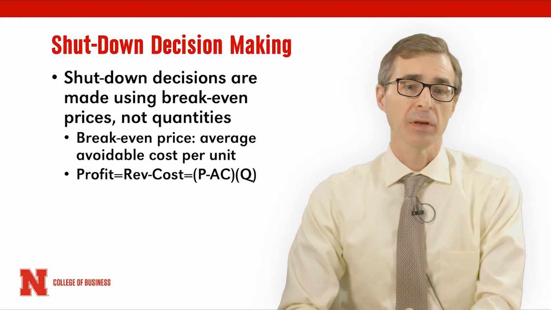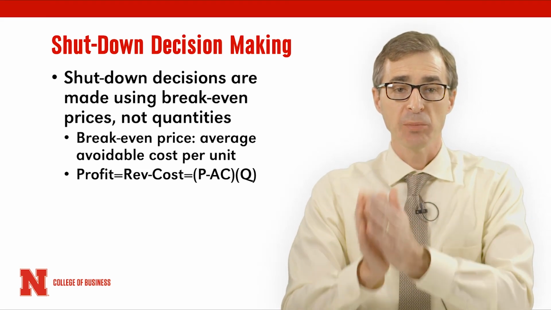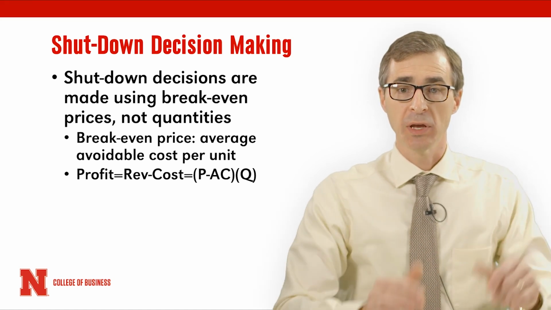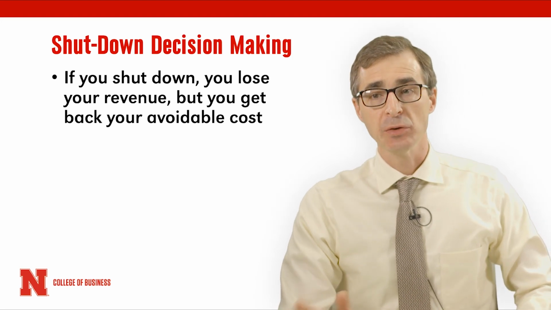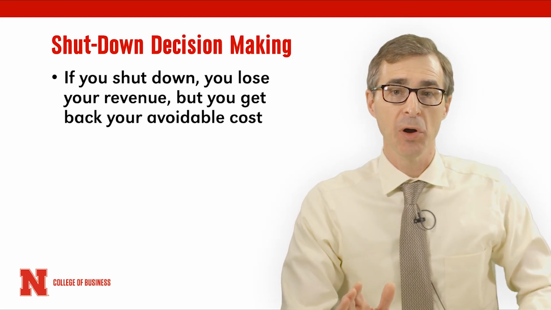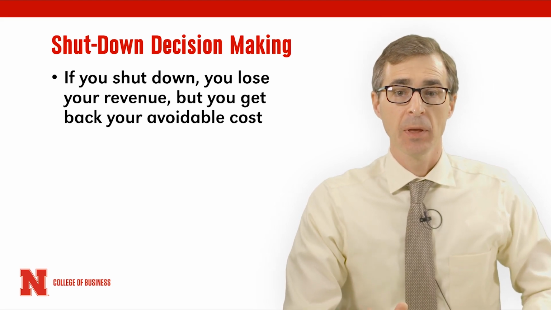If we calculate profit as revenue minus cost, the price minus the avoidable cost times the quantity would give us the profitability level. If you shut down, you lose revenue, but you get back the avoidable cost. So if the average avoidable cost is less than the price, then you should shut down.